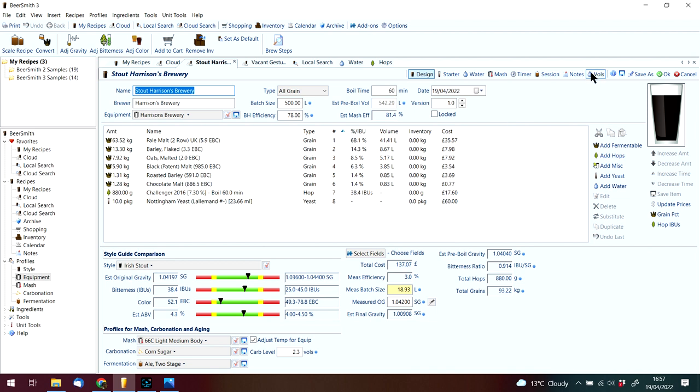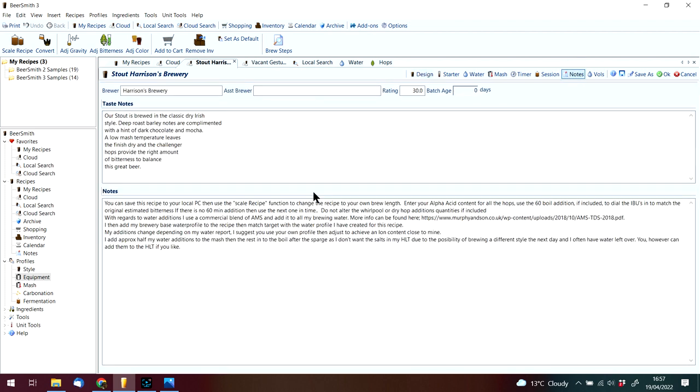38.4 on here. So in fact, I'm just going to make a little note in here. So use the 60-minute boil addition to dial in the IBUs to match the original estimated bitterness of 38 IBUs. There we go. So that one is now specific for this particular recipe. We'll save that down.